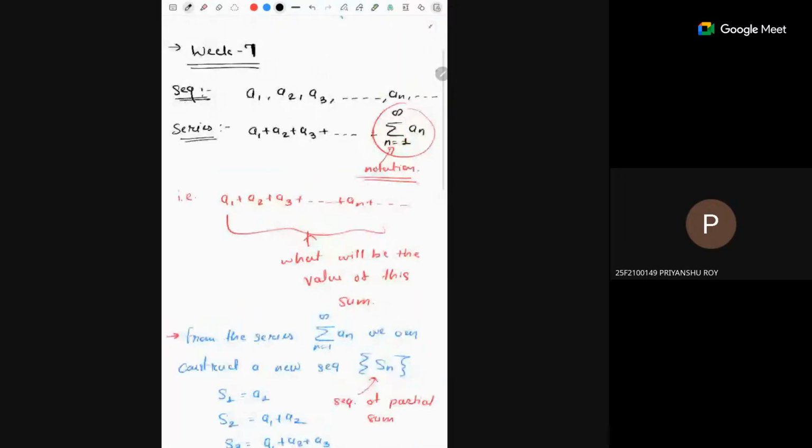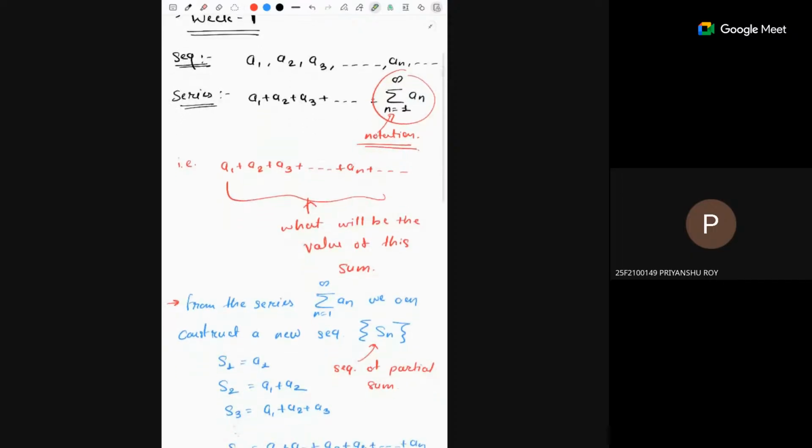I'll repeat what we have learned so far. A sequence is just a list of elements A1, A2, A3, and so on, An. This is also known as a function from the set of natural numbers to any other set. Now, what is a series? If you add all terms in the sequence, whatever structure you get is known as a series. A series is a1 plus a2 plus a3 plus and so on, denoted by the summation of an, n ranging from 1 to infinity. This is the notation for a series.